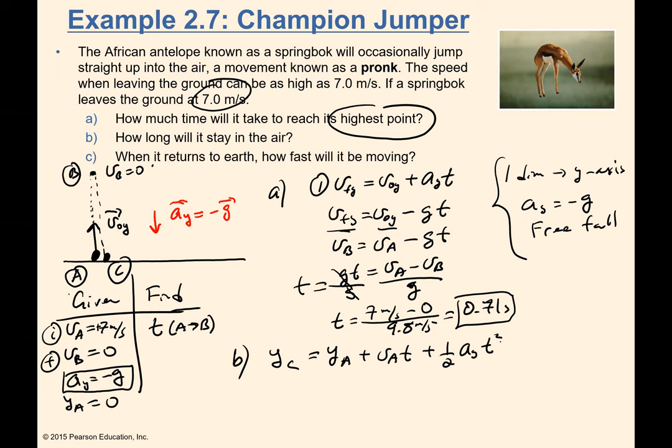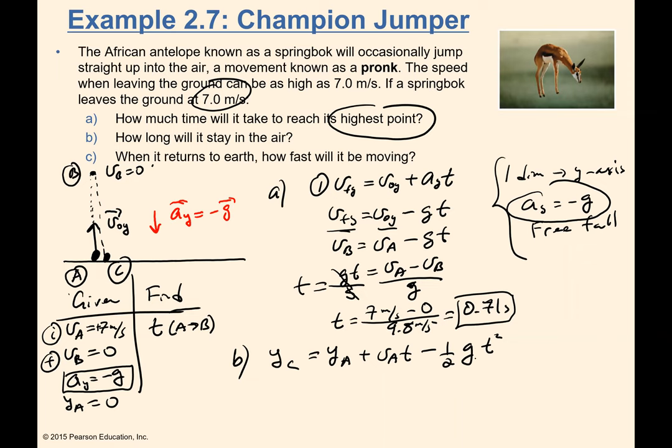I'm actually gonna go ahead and use this where I replace AY with negative G. So I have this equation, because if I have a free fall, equation two modifies into this. Then I want to look at it.